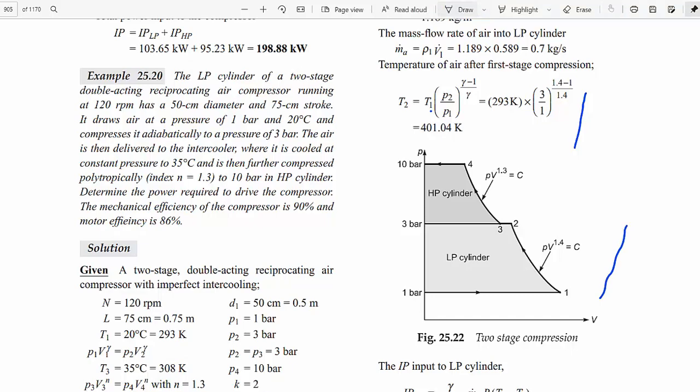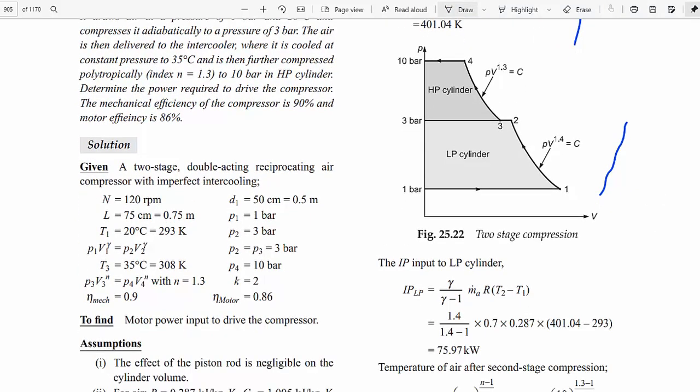These are the data. A two-stage double-acting reciprocating air compressor with perfect intercooling. Two-stage is one data and double-acting is another. Double-acting means remember the formula: the volume flow rate and the power required, indicated power, those formulas have K, which stands for the number of acting, single acting or double acting. Single acting means K equal to 1, double acting means K equal to 2. Here K equal to 2 because the problem says double acting.